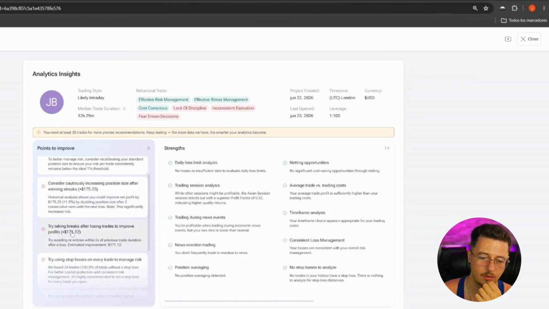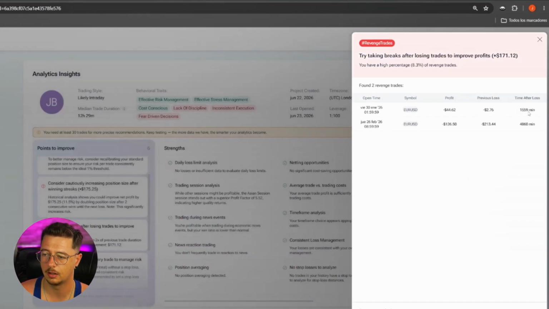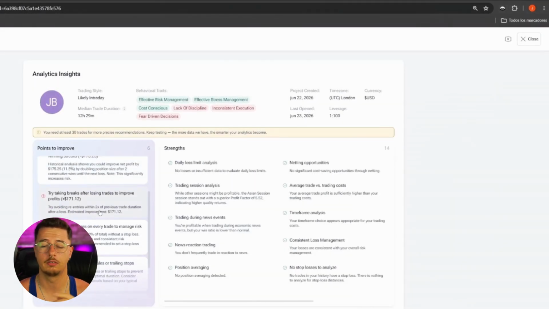And as well, try taking breaks after losing trades to improve profits. We can see that after X amount of minutes, we had another loss, so we could take this into consideration as well. So maybe have only 1 trade a day or X amount of trades a week. So this would be interesting to check out as well.